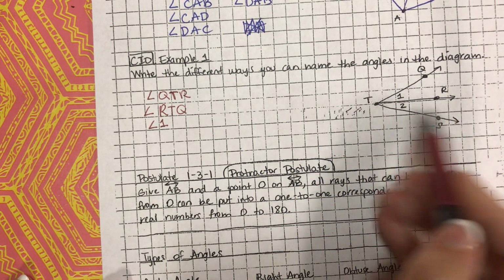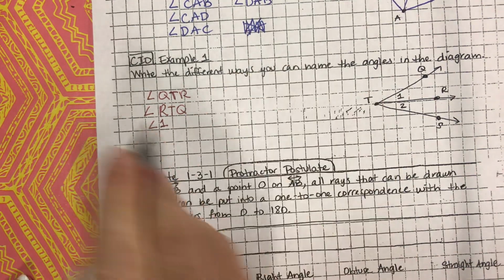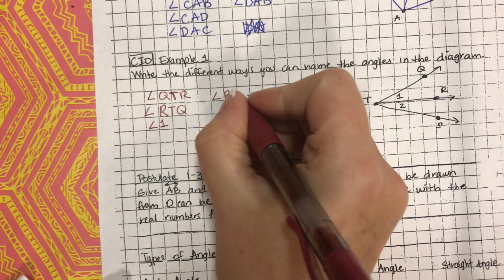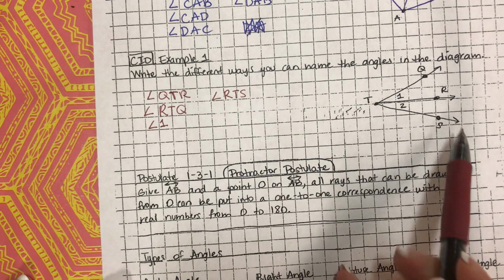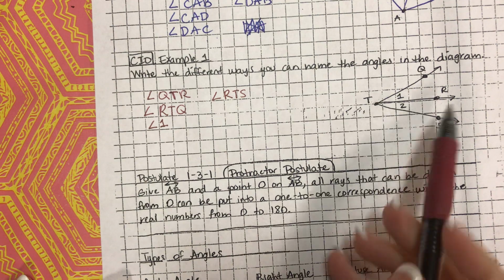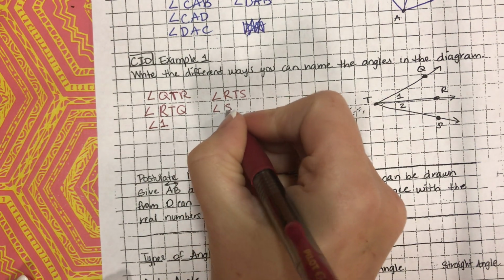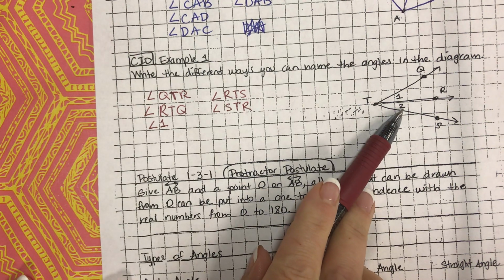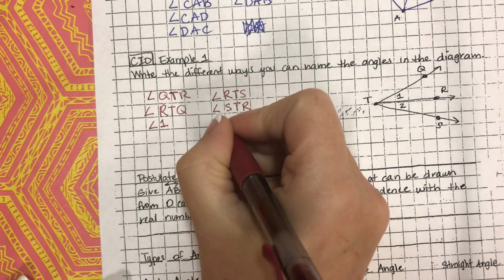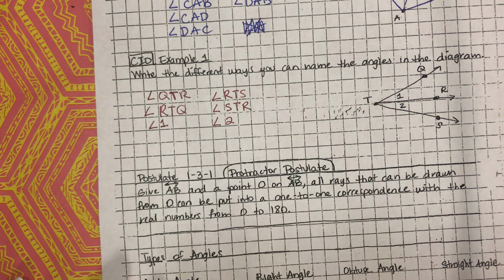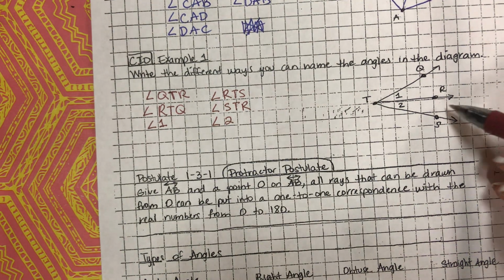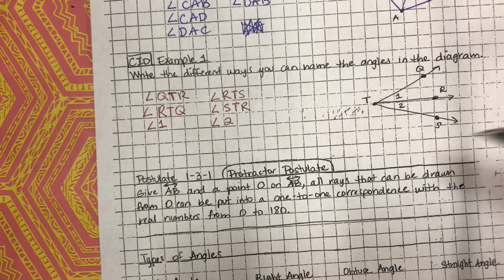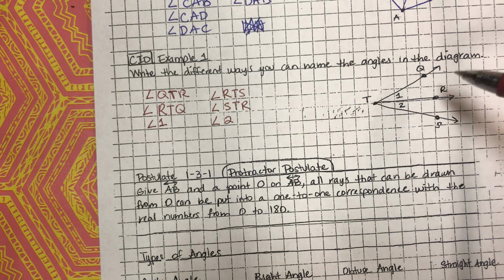Let's go ahead and write this bottom one. So the first thing would be RTS, angle RTS. The next one would be the reverse, STR. Angle STR, or you could write this right here, angle 2, like that. Okay, so that's 3 ways to write this little angle. Were you able to get all 3 for that one? What about this top one?